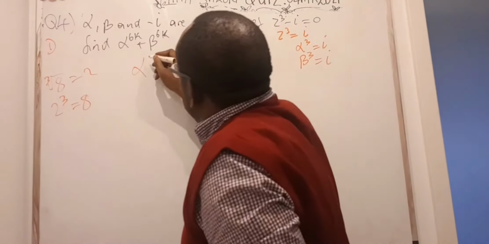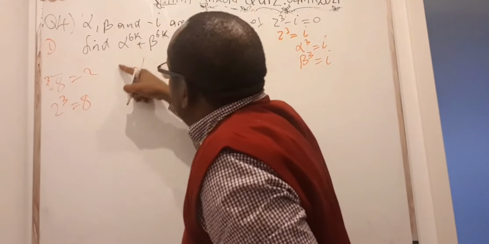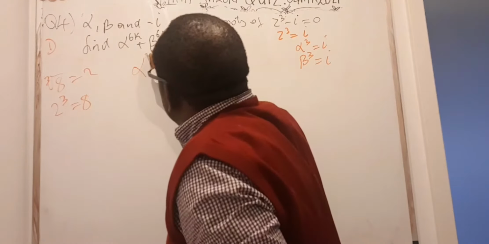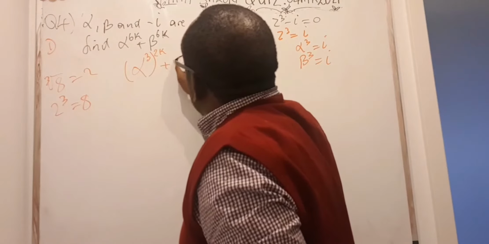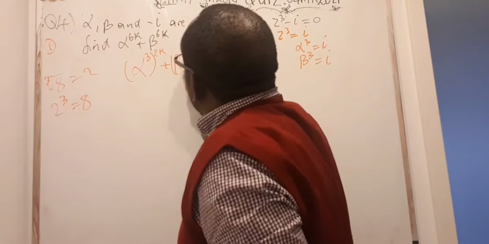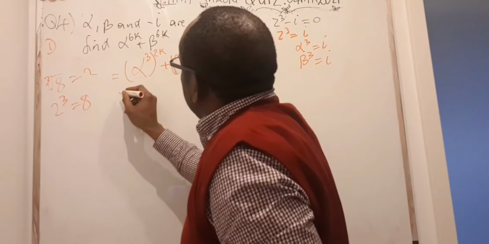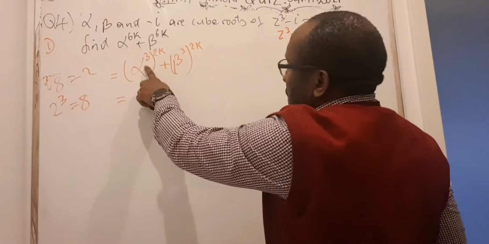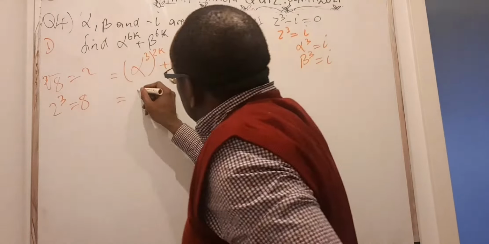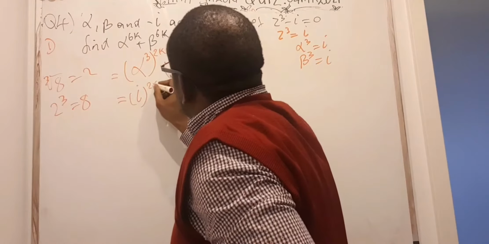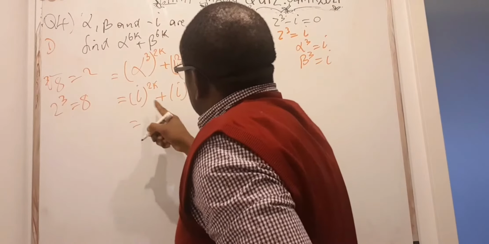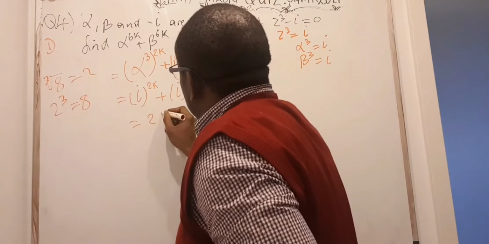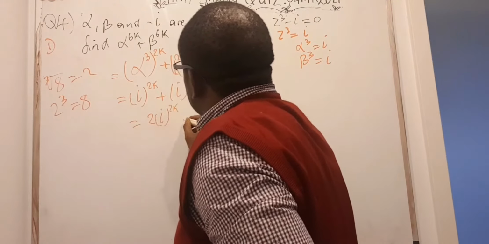So if that's the truth, then I will try to play with this to get something to do with cubes. So I can write this as alpha to the power 3, all that to the power 2k, plus beta to the power 3, all that to the power 2k. This I already saw is supposed to be i. So that's i to the power 2k, plus here, i to the power 2k. This is just the same thing twice. So this is 2 times i to the power 2k.